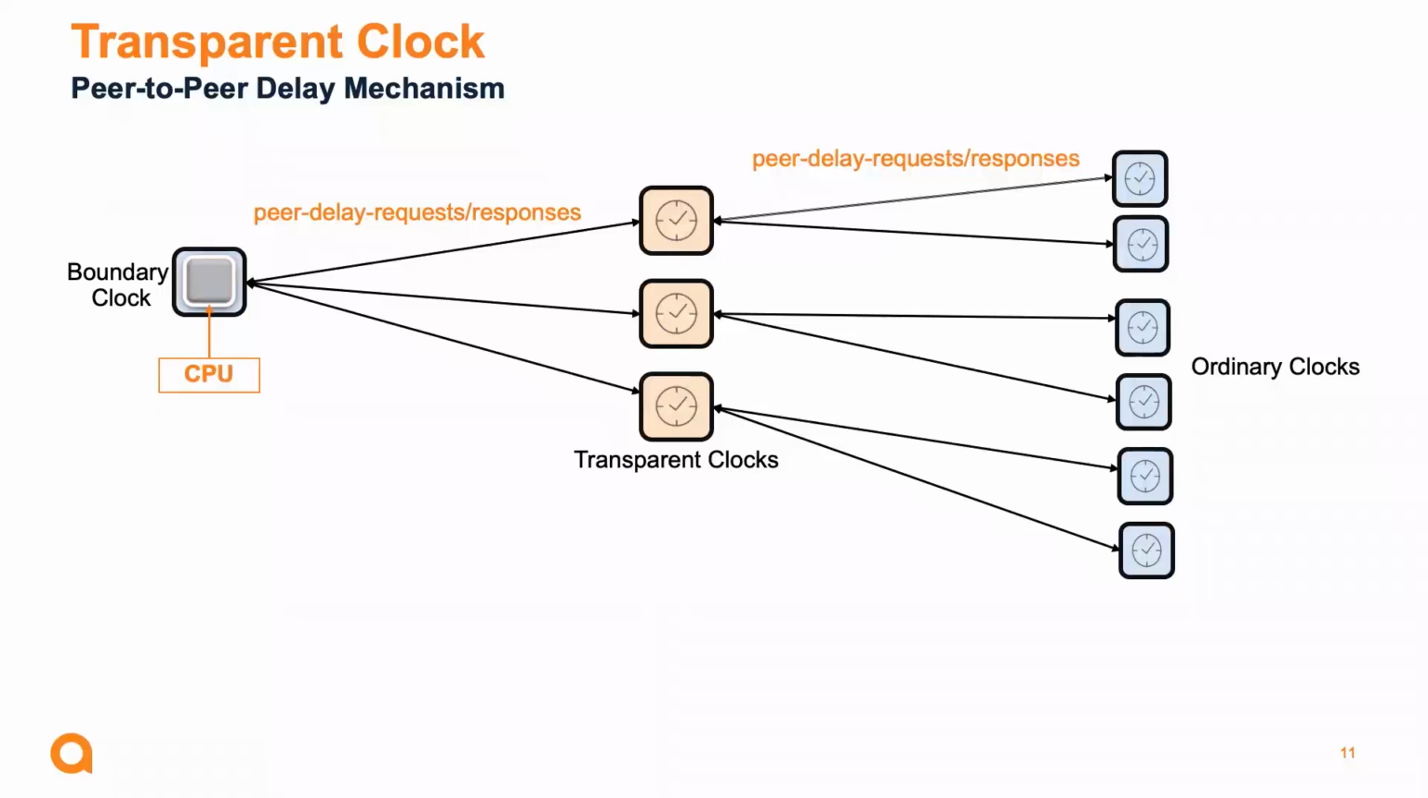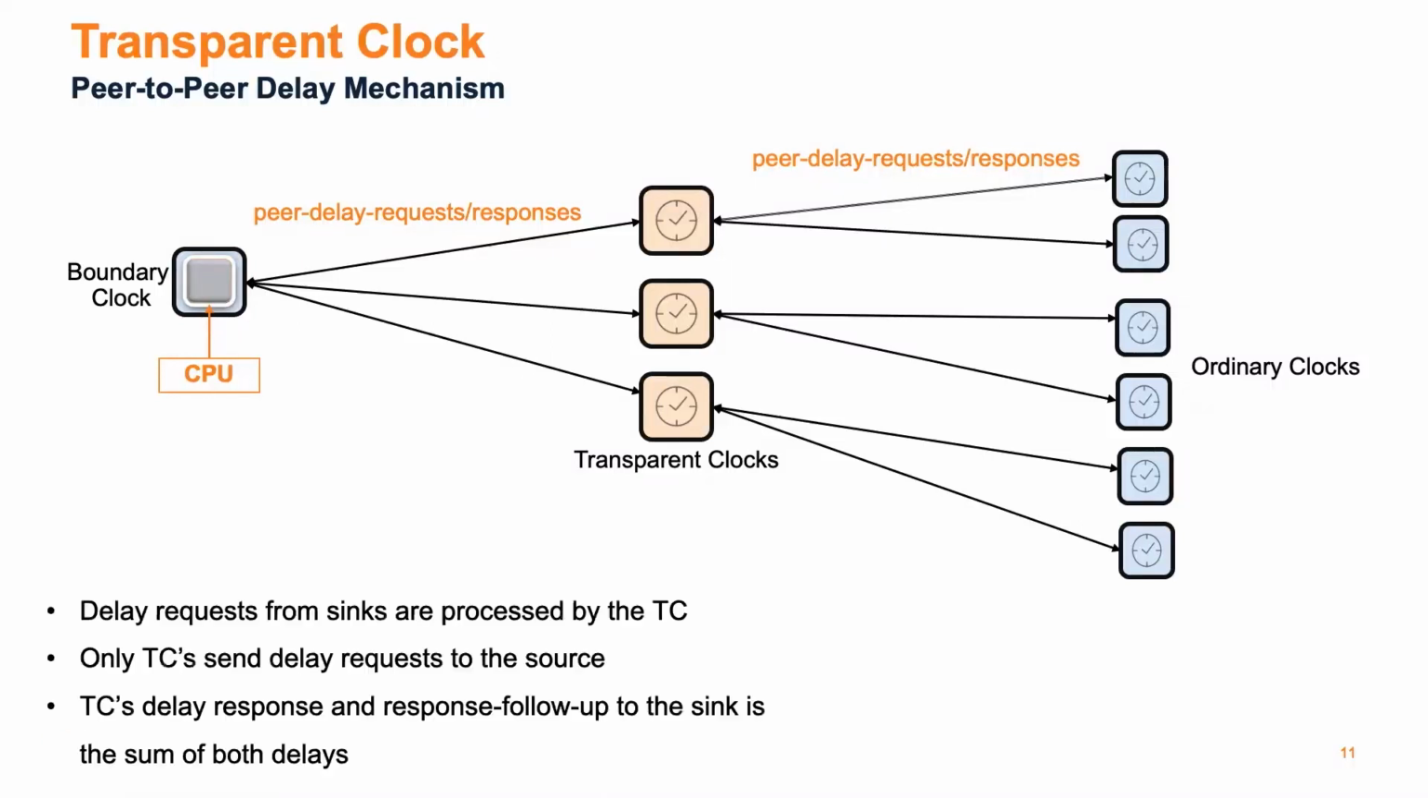Again, notice that the peer delay requests and responses have the word peer in front, and that's because those PTP messages are slightly different from the end-to-end delay request and response messages. Now, as we said, the mechanism means that the delay requests from sinks are processed directly by the TCs, and only the TCs send delay requests to the source, and the TC's delay response and response follow-ups to the sink include the sum of both delays plus the resident time.